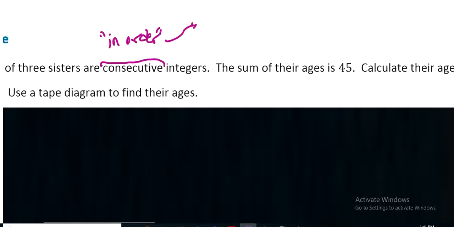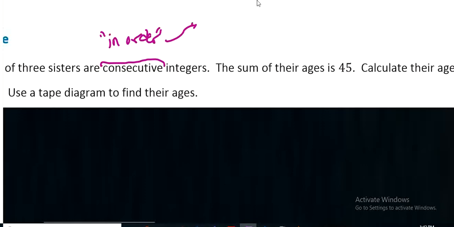We know that the three sisters' ages are consecutive integers. So for example, they might be 12, 13, and 14. But we have to do a little bit of thinking to find out, because it tells us the sum of their ages is 45. So remember sum means addition, the answer to an addition problem. Not every three consecutive numbers adds up to 45. Actually, there is only one set of three consecutive numbers that will add up to 45.